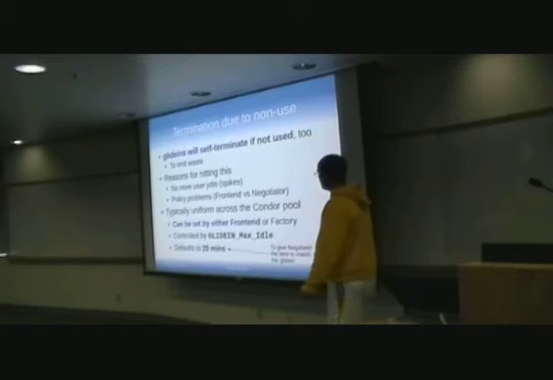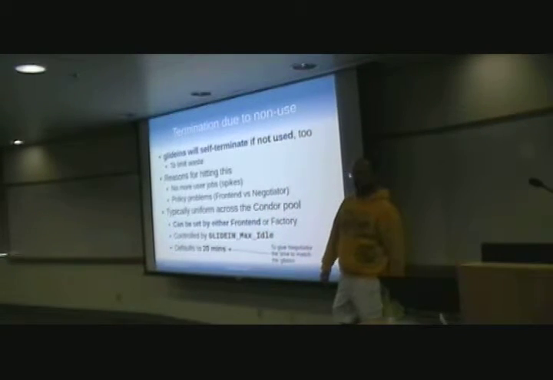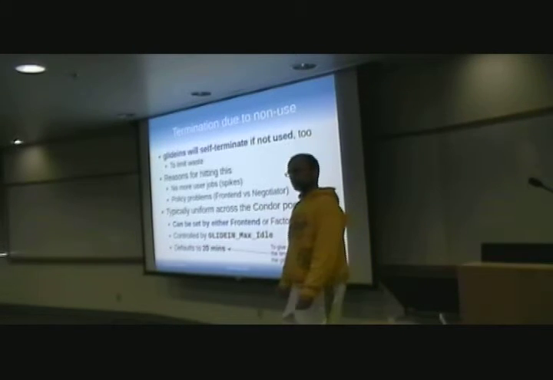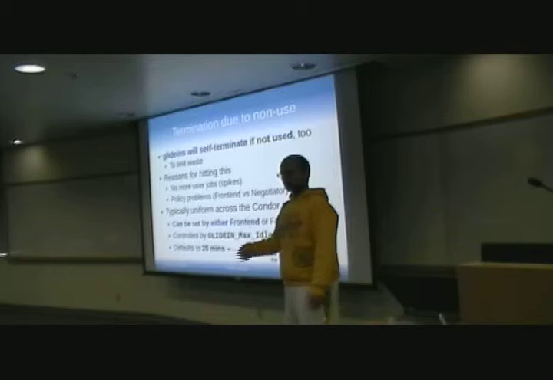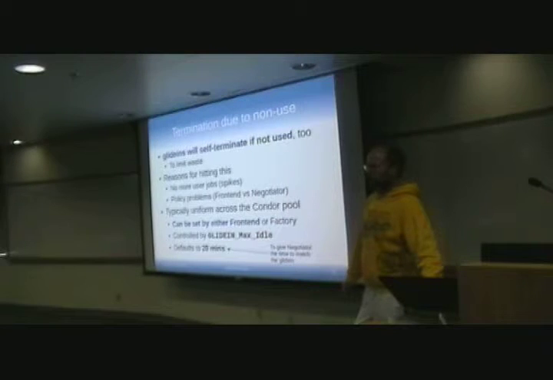The self-termination is typically uniform across the pool. It can be set by either the front end or the factory. The default is 20 minutes. If you want to change it, set gliding max idle to something else. People typically don't just live with the default 20 minutes, but if you know you have very spiky users and a very responsive negotiator, you can actually reduce it by a lot. I think you don't want to get it below 5 minutes, but you can try and see. If you get a lot of glidings that start and are never matched because the negotiator doesn't get to matchmaking fast enough, 20 minutes is a safe bet so that there is enough time for the matchmaker to do its job.